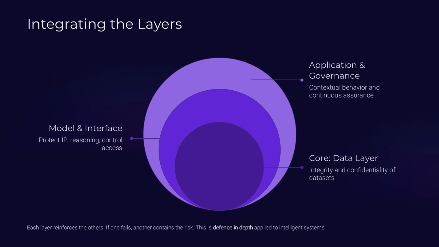Each layer reinforces the others. If one layer fails, another may contain the risk. This is defense in depth applied to intelligence systems. As an architect, you must communicate this layered model clearly to stakeholders. It becomes the blueprint against which every artificial intelligence initiative is evaluated.